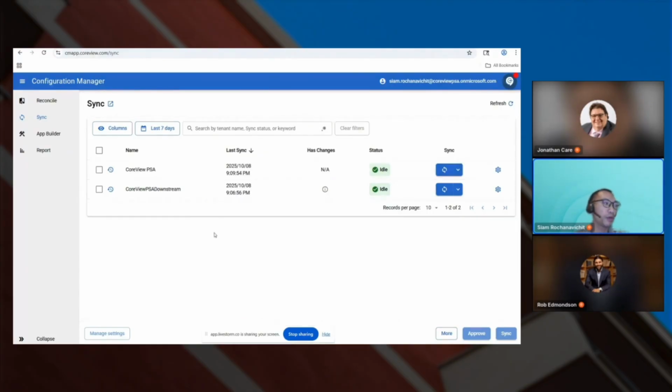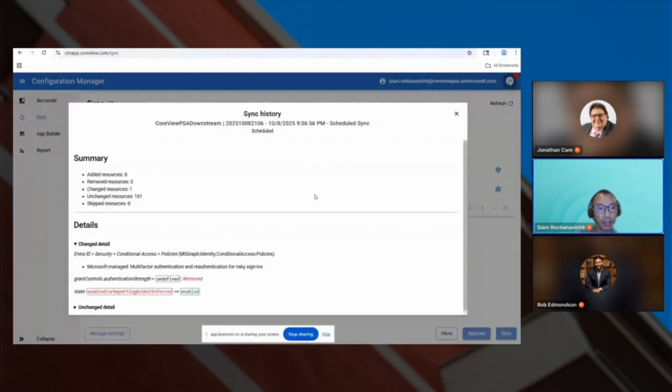When I want to know about whether there has been any configuration drift or changes that have occurred recently within the portal itself, I get a notification. Underneath of the has changes column, I can see an information icon notifying me that within the last sync process, this CoreView PSA downstream tenant, there has been some sort of configuration drift that had occurred. If I needed to see it, I simply click onto the history, and now I know about the latest drift that had been detected. So nothing got added, nothing got removed, but hey, something was modified within this conditional access policy. What was modified? I can see a grant auth string was removed, and I can see the state got changed from reporting to enabled.